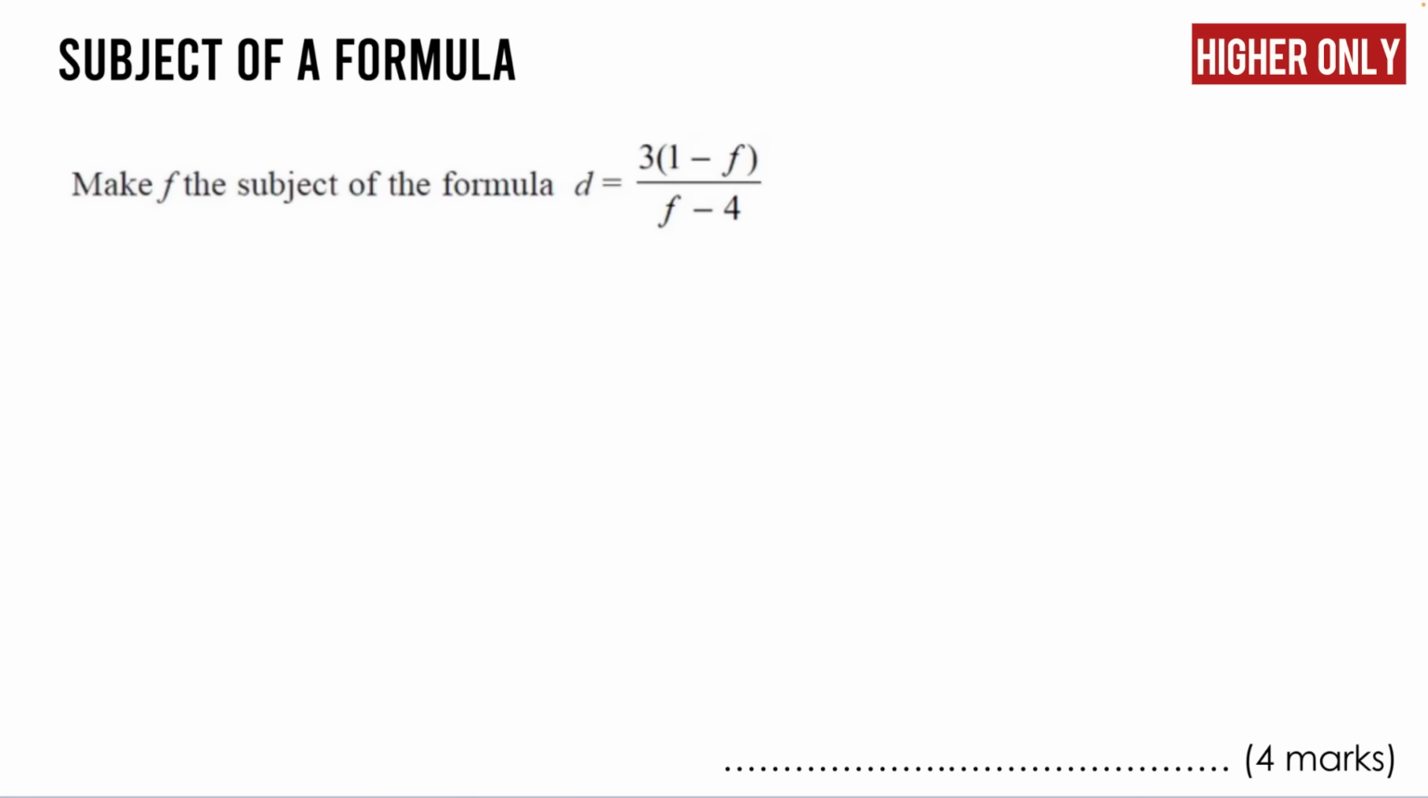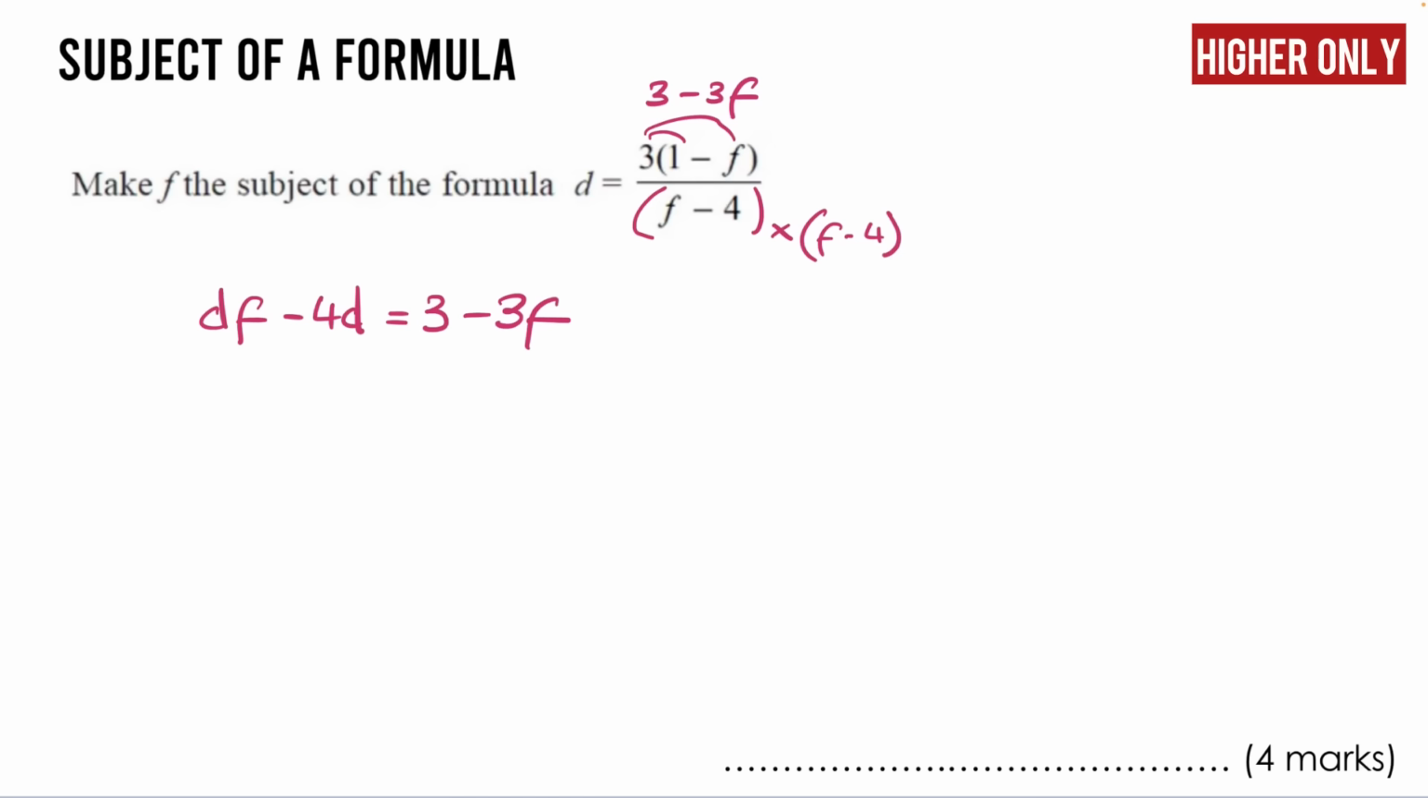Okay, so these subject of a formula questions, they do just take a bit of time. There's a few steps along the way that we can skip to reduce the amount of time that we're going to take. I'm going to expand the bracket first. Now I need to multiply this denominator to the other side. I can write that as a single bracket, or I can just straight away multiply it by the d there. So df minus 4d is equal to 3 minus 3f.